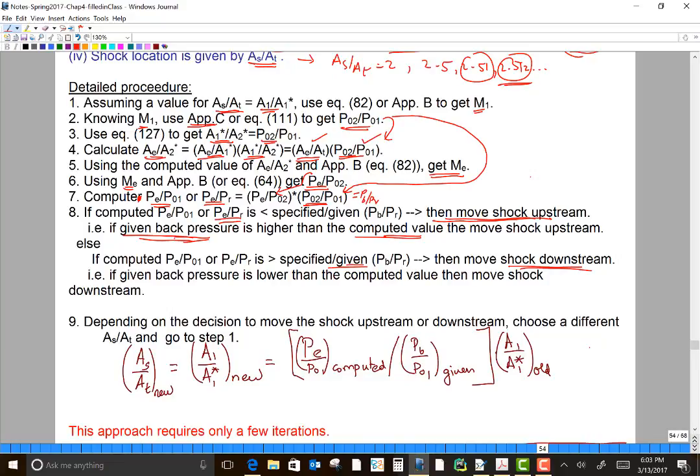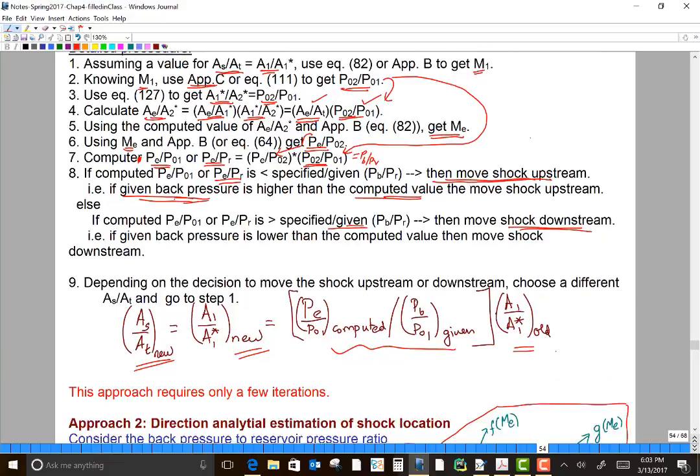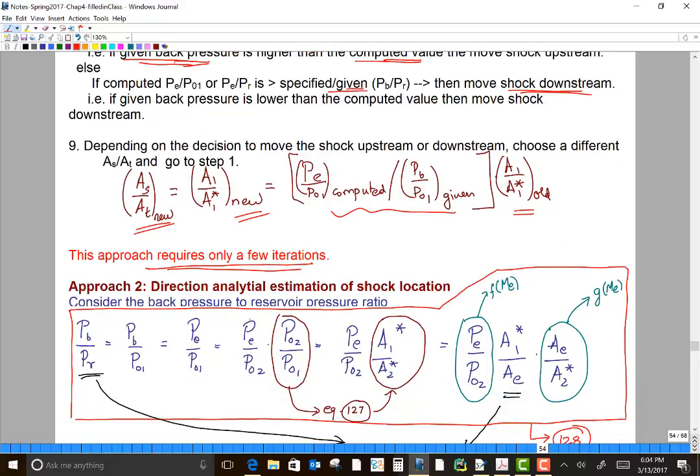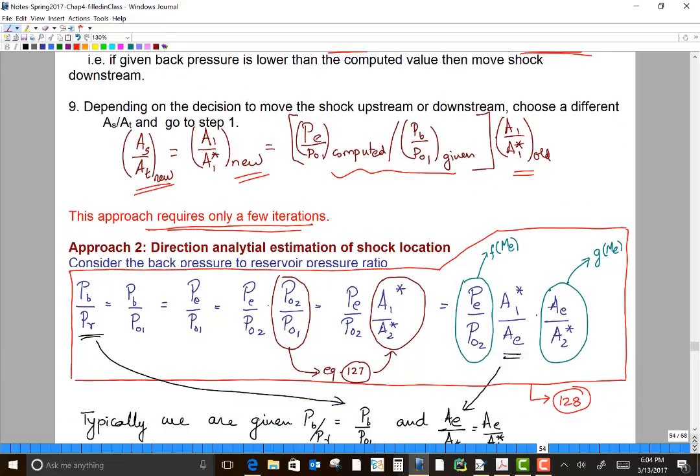Once you do this, you can do it by trial and error. There is a way to get your new shock location as a fraction of the old shock location, and you can use this formula if you're writing a program. This approach typically requires only a very few iterations. It's not that complicated, but there is a more direct approach. There is a direct analytical estimation of the shock location, and the way to do that is the following.